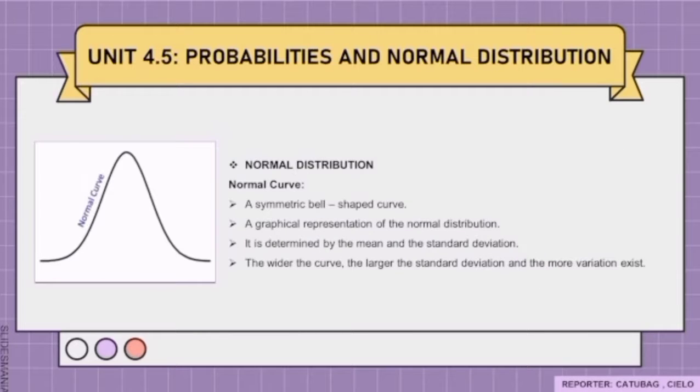Normal distribution: a symmetric bell-shaped curve, a graphical representation of the normal distribution. It is determined by the mean and standard deviation. The wider the curve and the larger the standard deviation, the more variation exists.